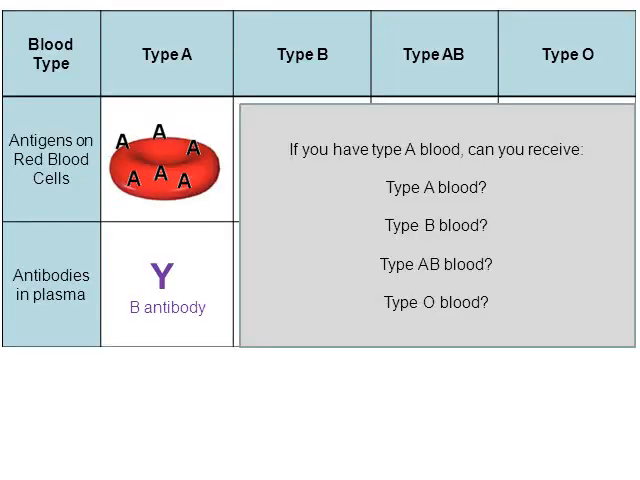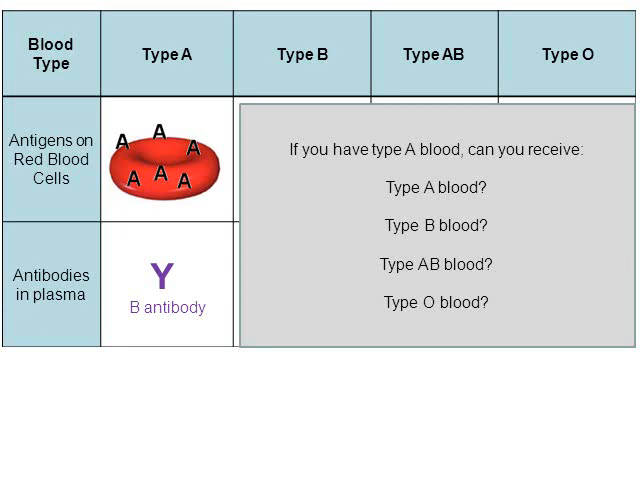Let's pretend that you have type A. I've covered the other blood types. Let's pretend you have type A. Can you receive type A blood, type B blood, type AB, and type O blood in a transfusion? Pause the video, think about it yourself. I'm going to go over the answers in 3, 2, 1.